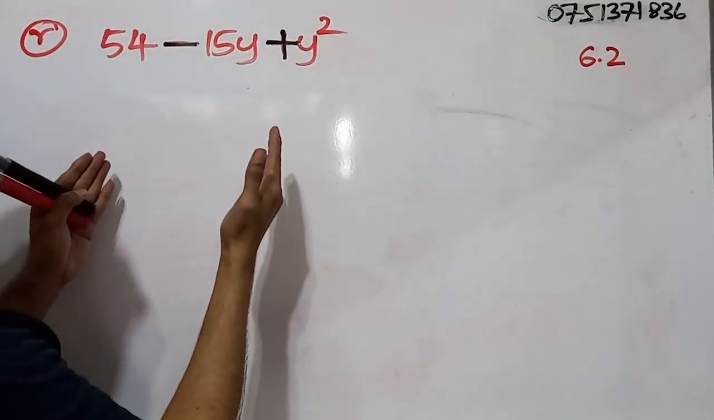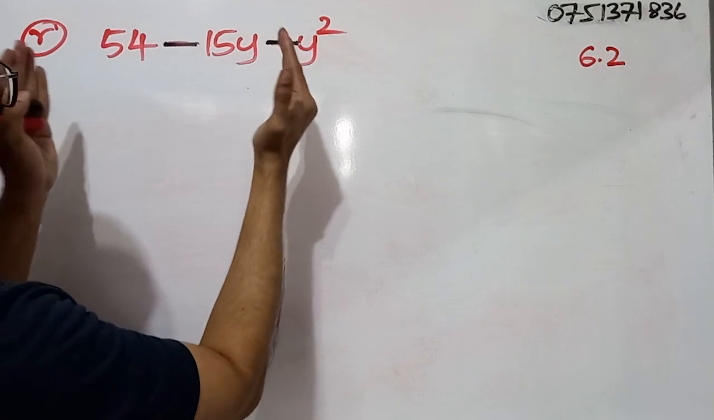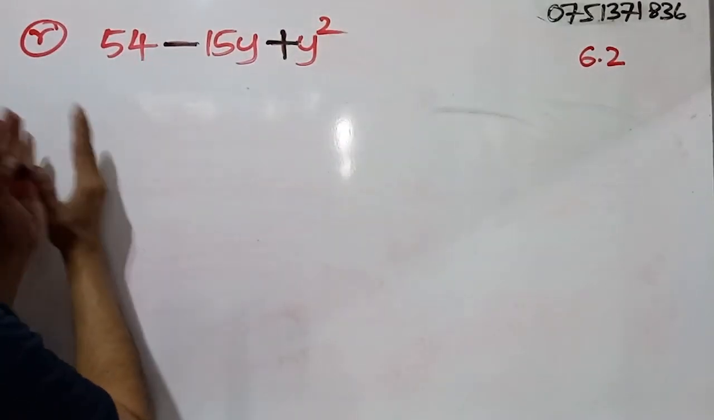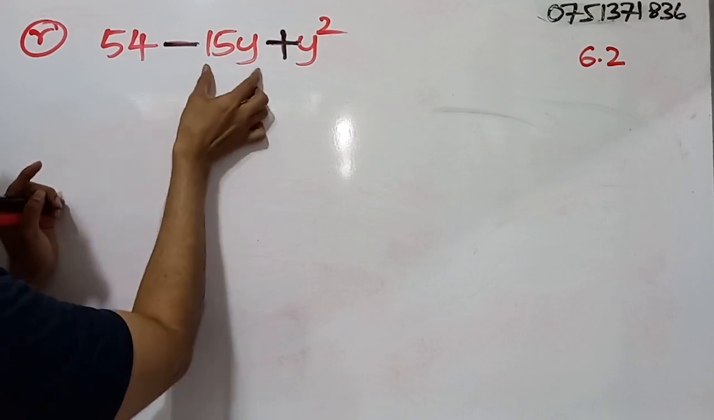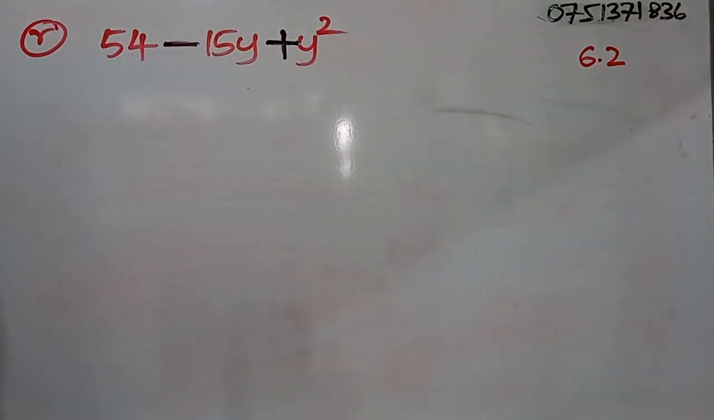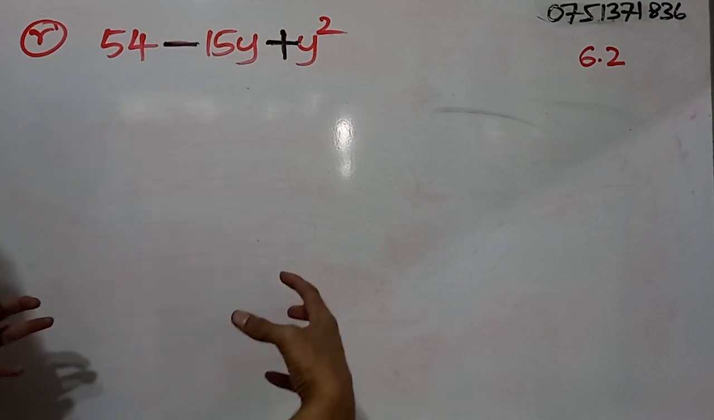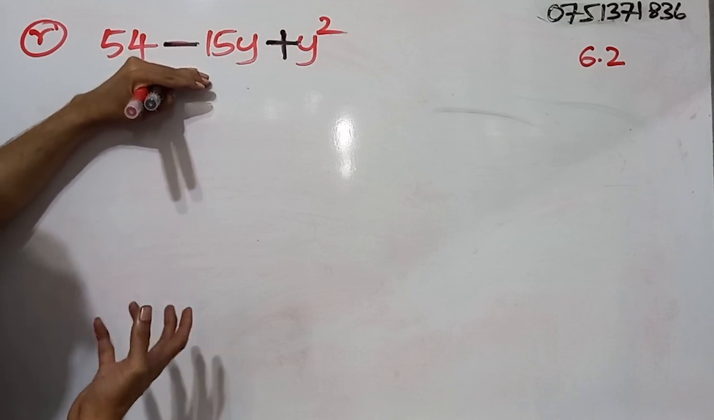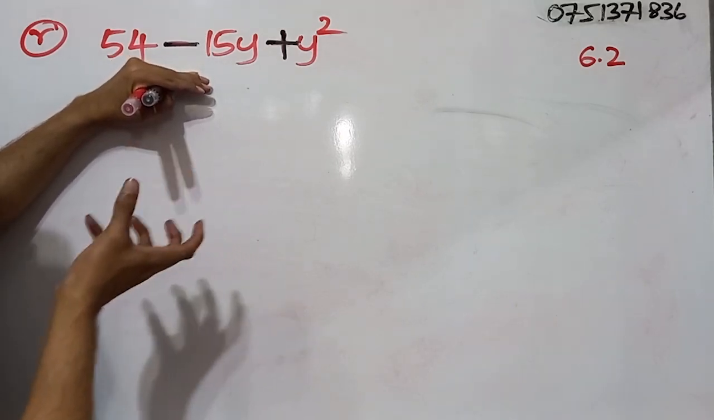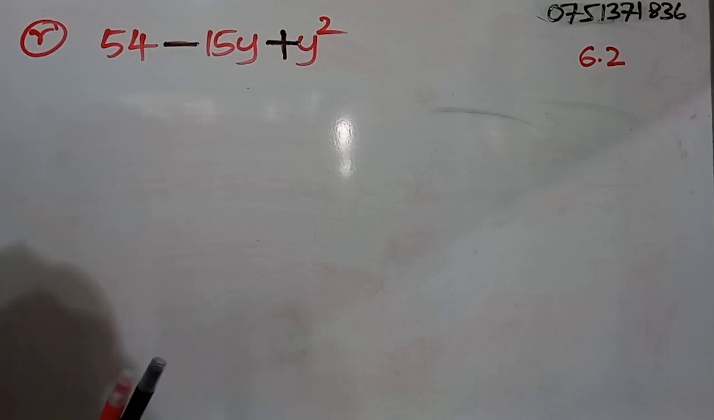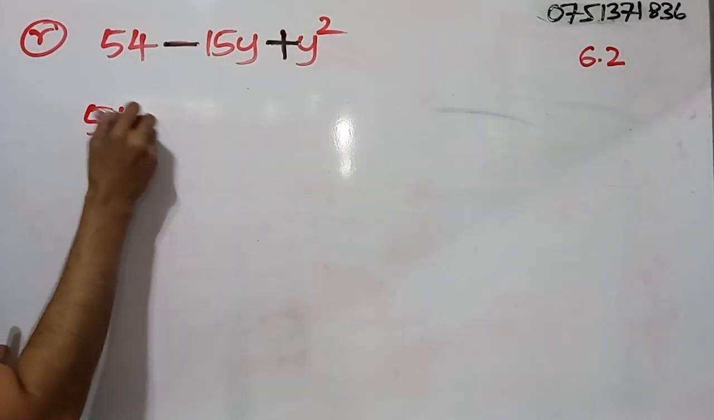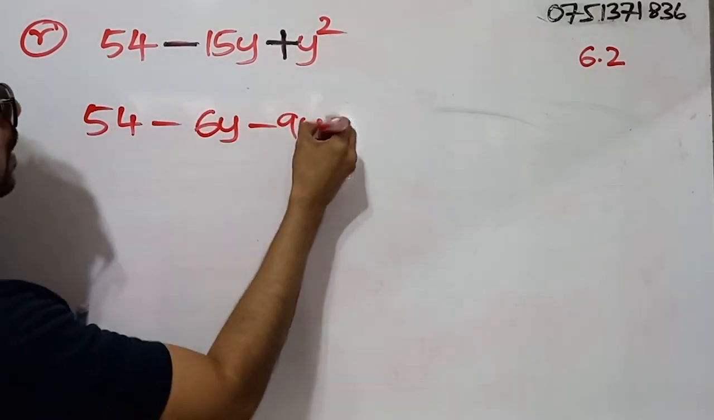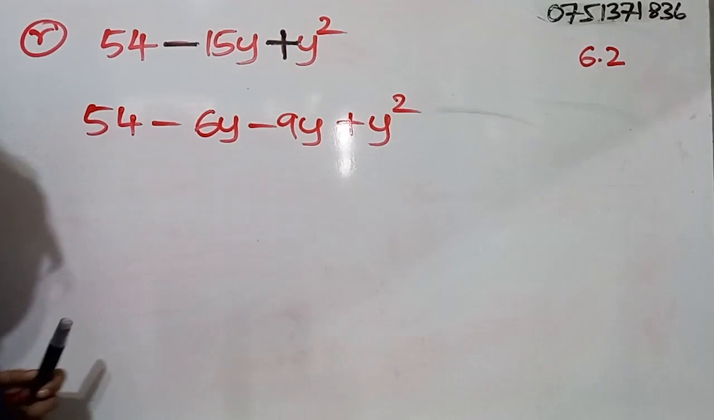Here, this is plus, this is minus. Both factors, when we multiply them, we must be getting 54y squared. So it should be a positive value. This is the middle term. In front of it, we have what? Minus. That means we have to add them. Then we have to be getting the middle term. The two factors must be negative as well. 6 and 9, no? So 54 minus 6y minus 9y plus y square.